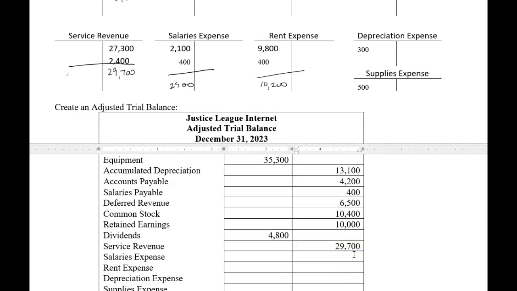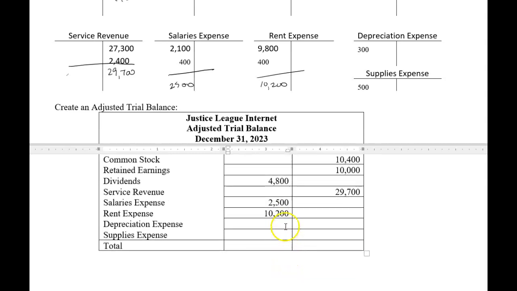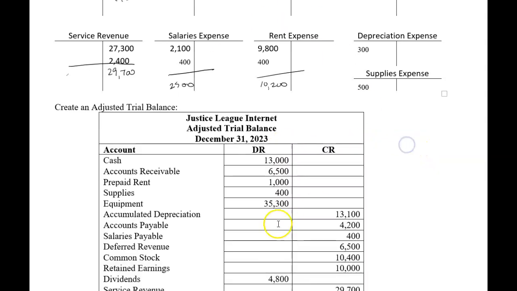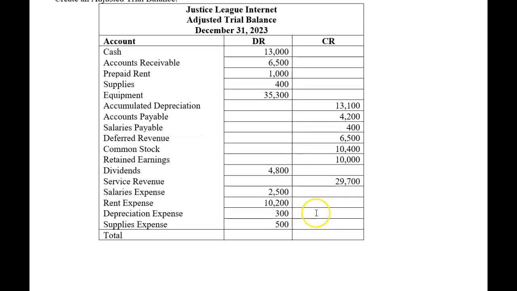Our salaries expenses went to $2,500. Our rent expense went to $10,200. Our depreciation and our supplies did change. They both increased during the period. All right, so notice how I have final balances. I don't have a debit credit balance. I just have one balance for each account.